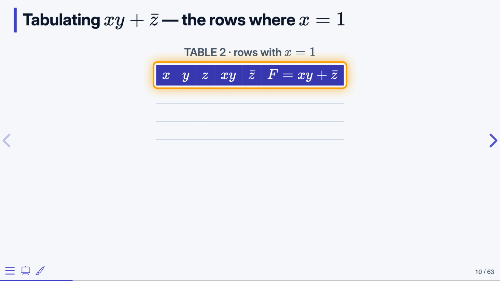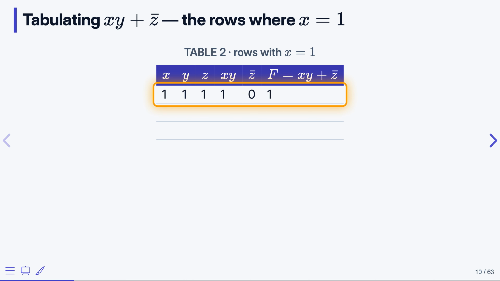These are the 4 rows where x is 1. The 2 middle columns are the helpers, and the last column is the answer. Row 1. X, y, and z are all 1. The product xy is 1. Bar z is 0. 1 plus 0 is 1, so f is 1.